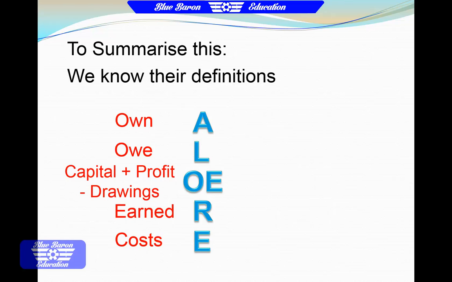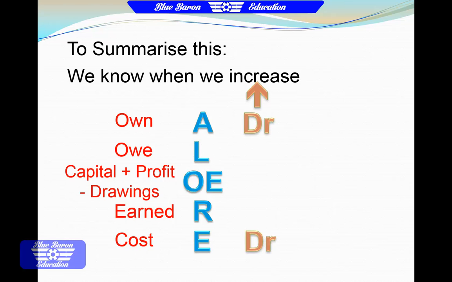Now we can expand this to include our increase and decrease, whether it's a debit or a credit. So we increase our assets with a debit, as we do with our expenses. We increase our liabilities, our owner's equity, and our revenues with credits. If you can remember the order, top and bottom is a debit, everything in between is a credit. A bit of a cheat's way of remembering it.